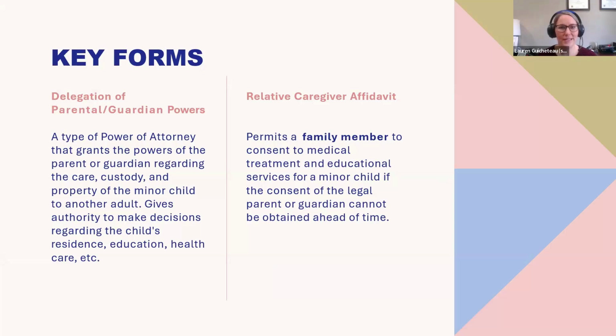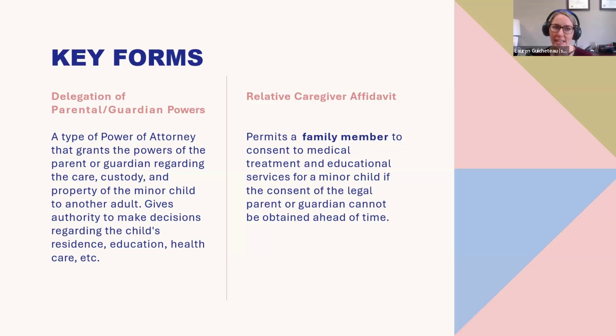The two forms, the main ones that I'll be talking about, are the delegation of parental guardian powers and the relative caregiver affidavit. These two forms are similar in that they designate the caregiver being able to make decisions for a child if a parent is unavailable. But they're a little different in when you fill out the form.